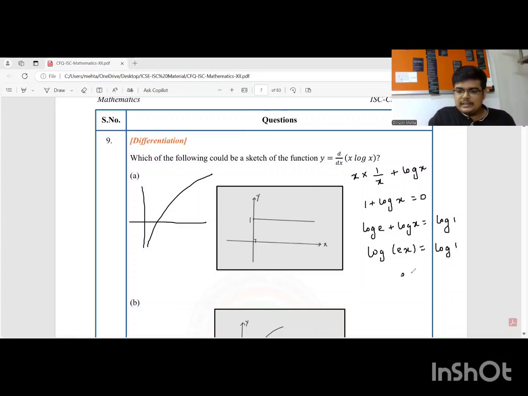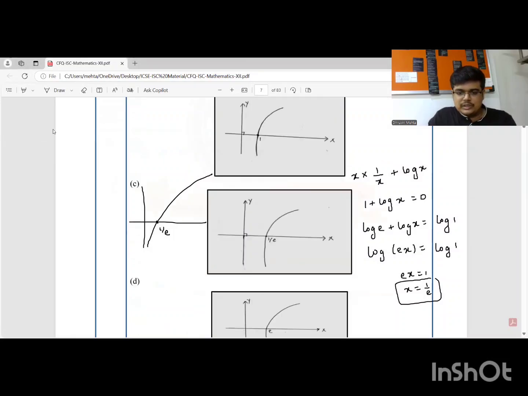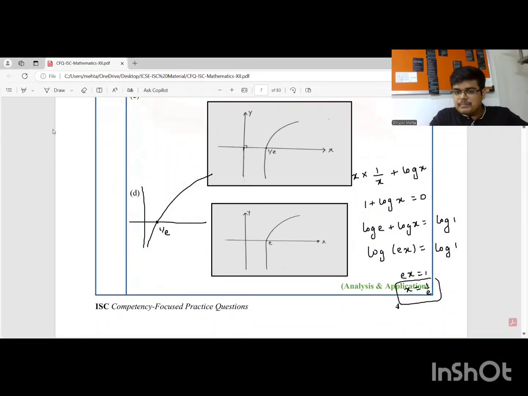And now we can say ex is equal to 1. So x is 1 by e. So this, students, is the answer. X is equal to 1 by e, which means it meets the x-axis at 1 by e. So students, if you look at the options, it matches with option C.